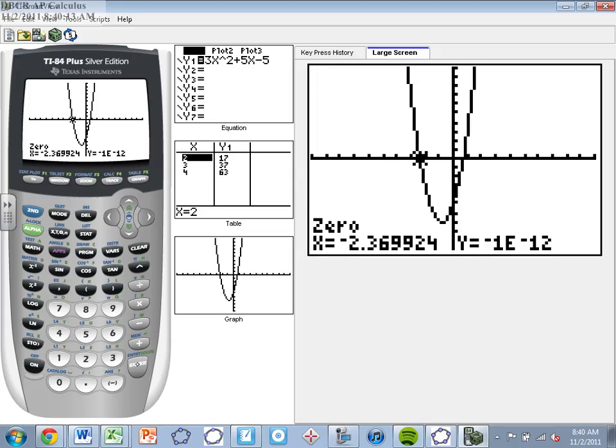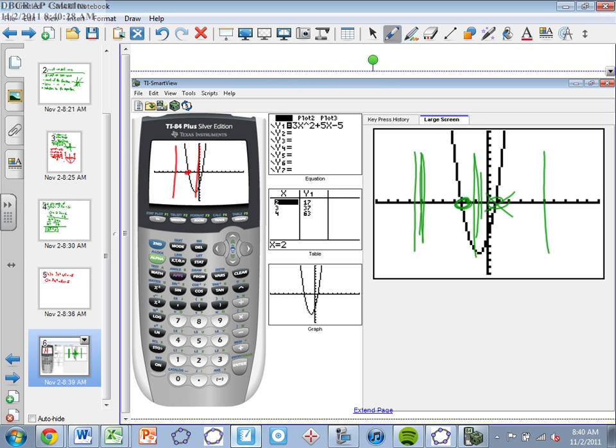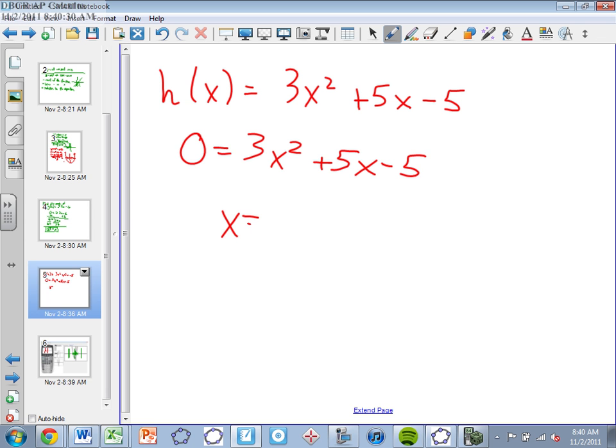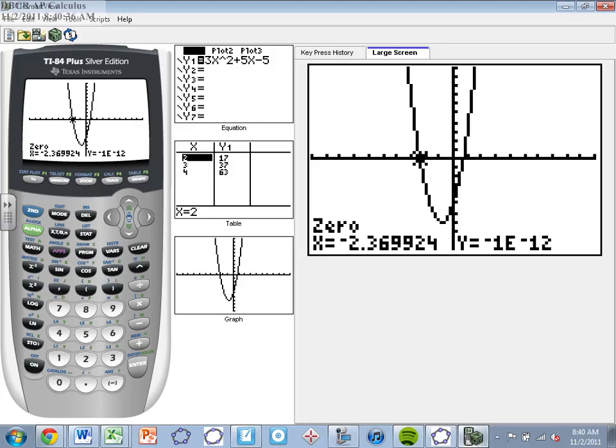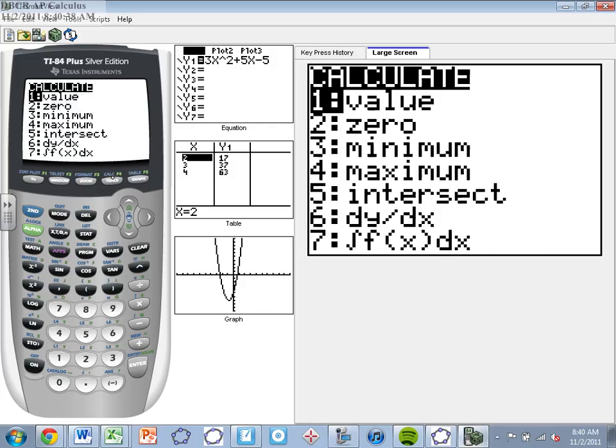It picks the root that we were looking for. So the root in this case would be -2.37 if we round it. Okay, or -2.4 to round. That's one of my roots. Again, -2.4 is one of my roots. So here, one of my answers is -2.4. Let's go back to the calculator and find the other one now. Now, we do the same command over again. Second, calculate. I want the 0 function.